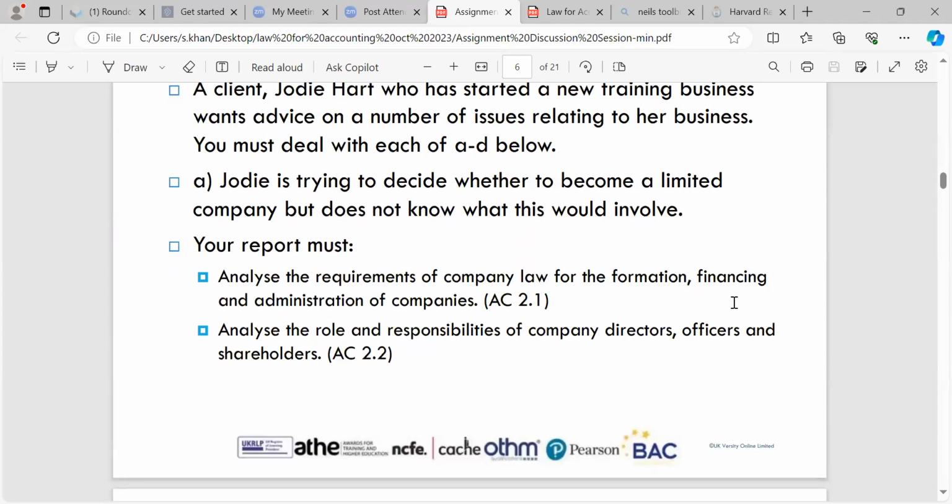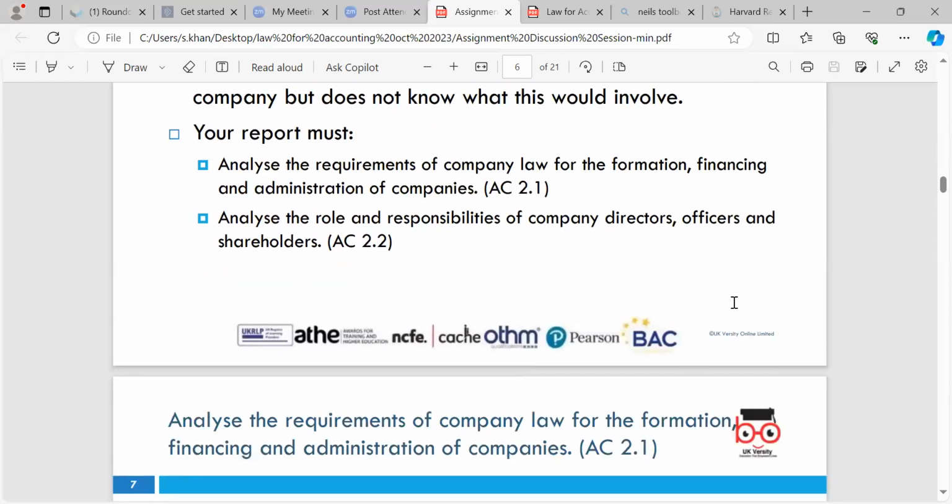Because your report's asking you to include these 2 bits of it, okay? So the first one is to analyze the requirements of company law for the formation, financing, and administration of companies, AC 2.1. Then you will look at analyzing AC 2.2, another heading: analyze the role and responsibilities of company directors, officers, and shareholders. Is that okay? So you will have 2 headings.